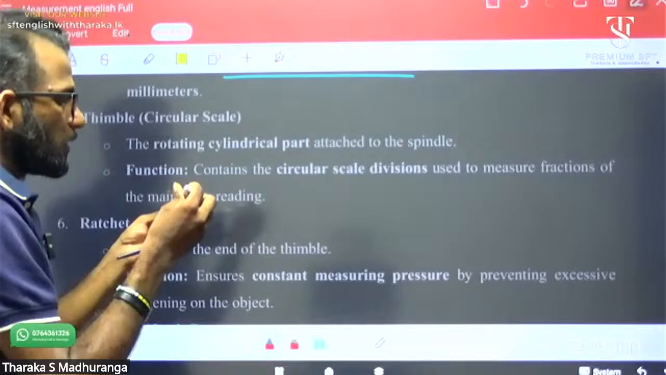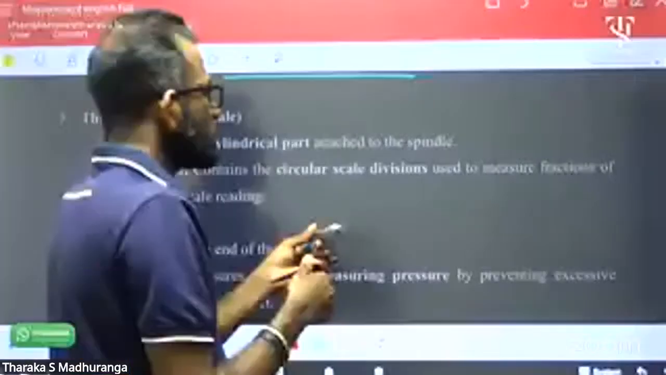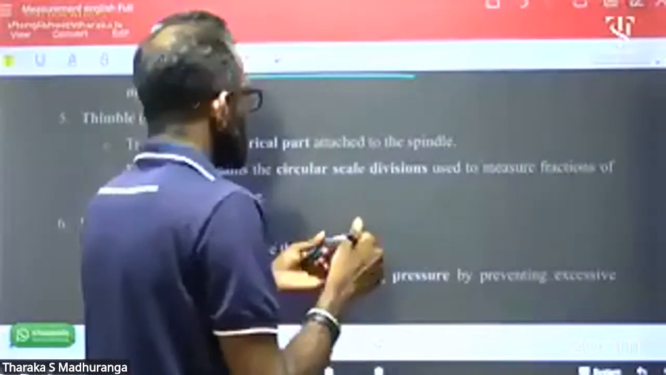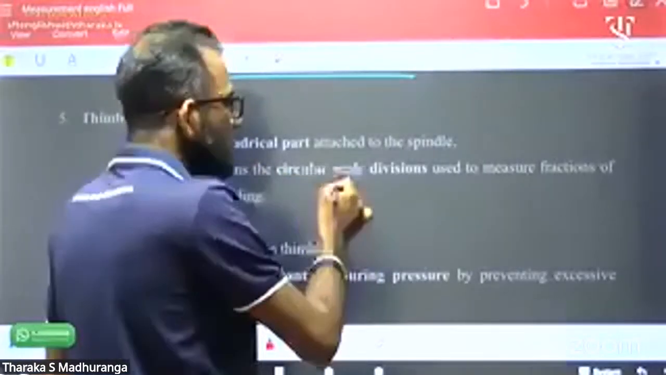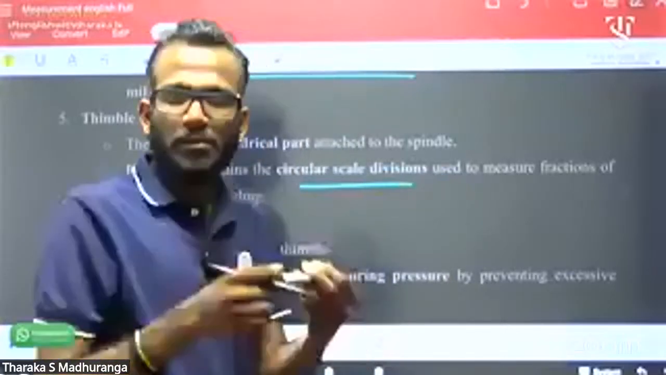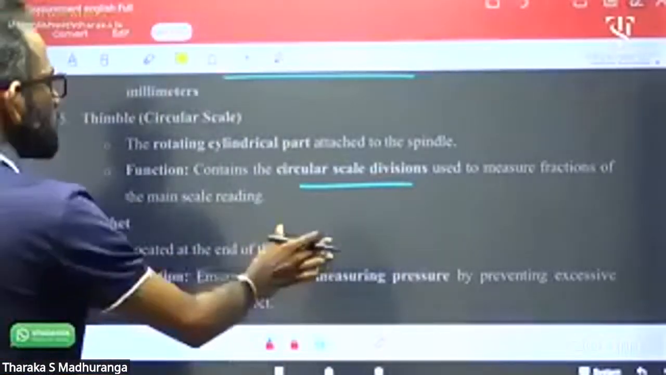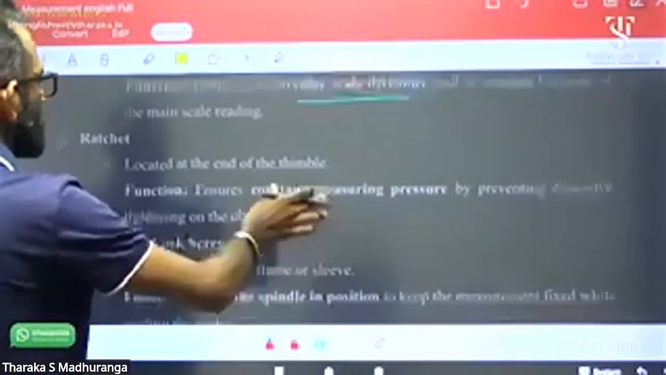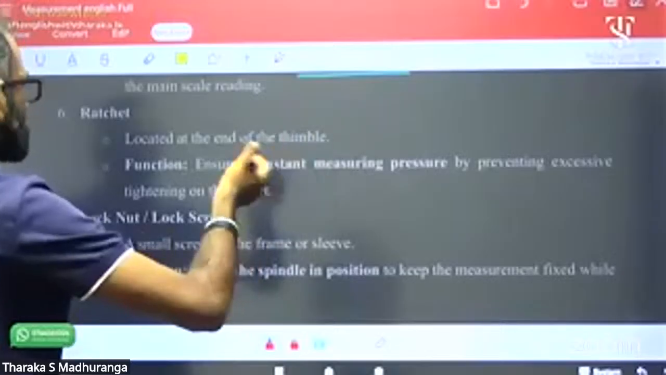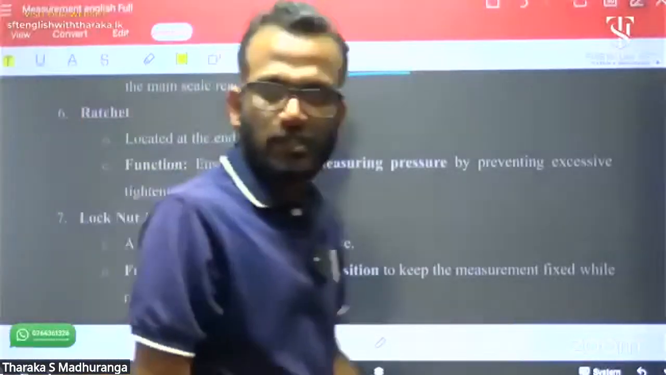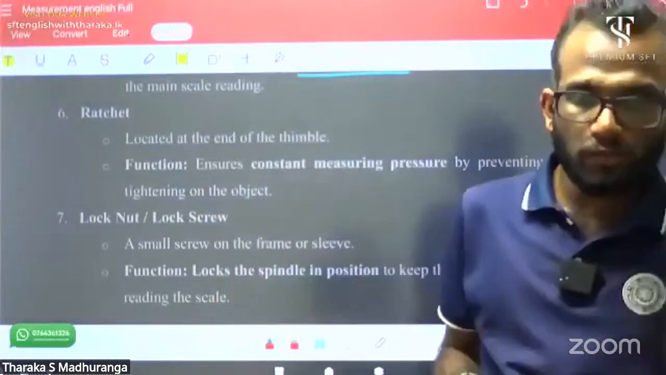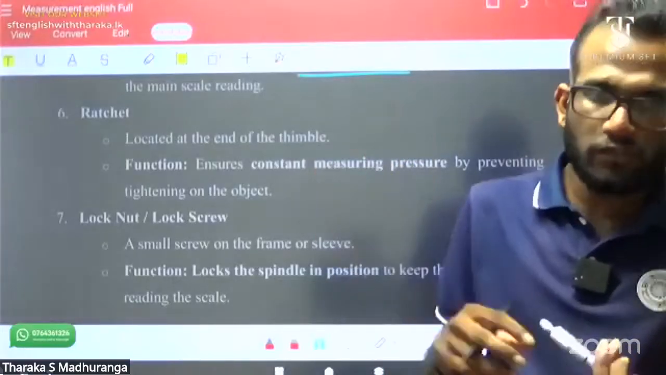Attached to the spindle, it contains the circular scale. Yes, the thimble contains circular scale divisions. Correct. It measures the circular scale parts. I'll explain the measuring methods later. Okay, ratchet. That's the most important part of the instrument.